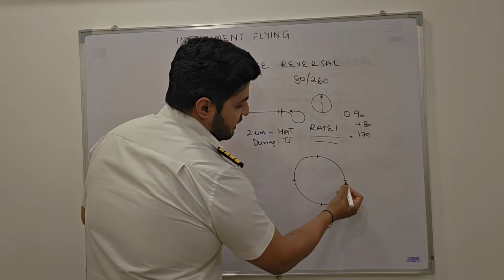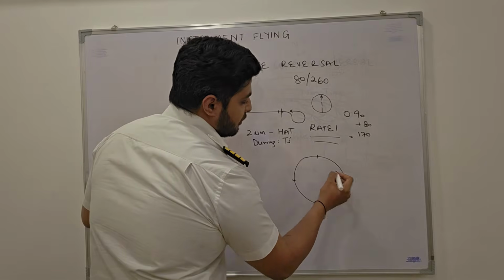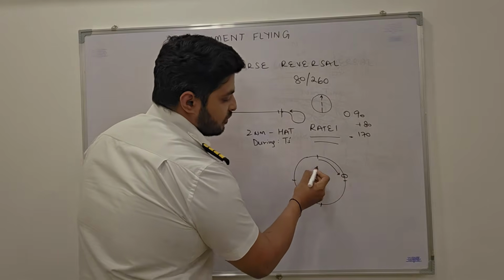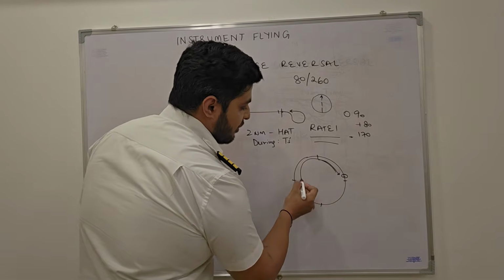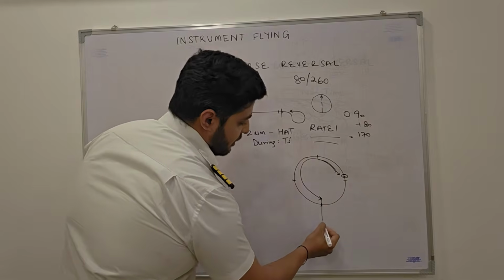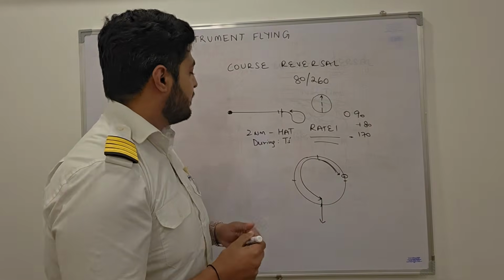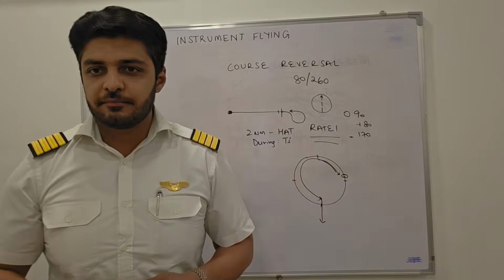So if this is 90, the 10 degree prior will be 80. So I have to turn right to reach 80. As soon as I reach here, I'll turn left to reach my desired heading of this, which will be 270 in this case.